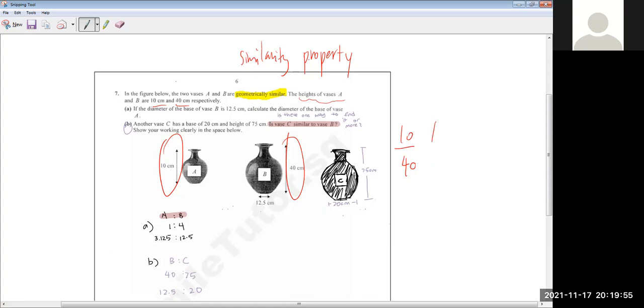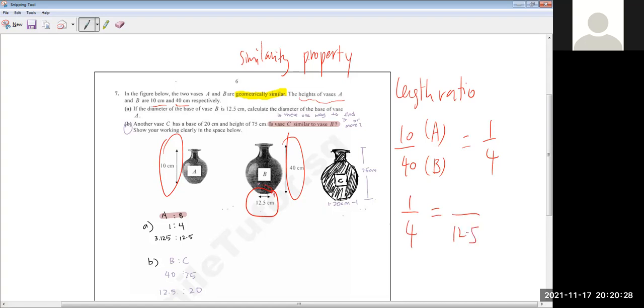This is your A vase, this is your B vase. If you have the length ratio 10 to 40, you simplify it, the length ratio is actually 1 to 4. With this understanding, they ask to calculate the diameter of the base of the vase. So you make use of the length ratio. Over here is 12.5, because this is for vase B, so 4 is for vase B.